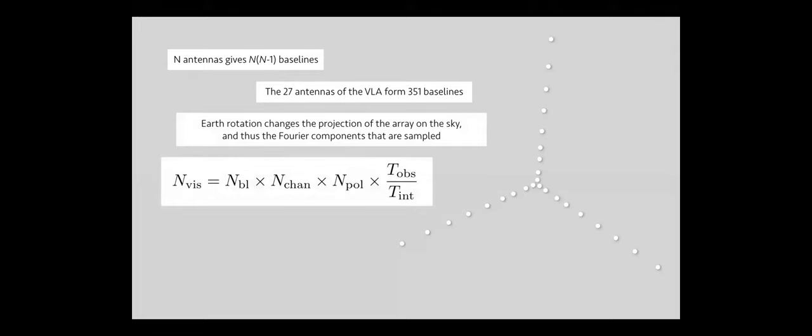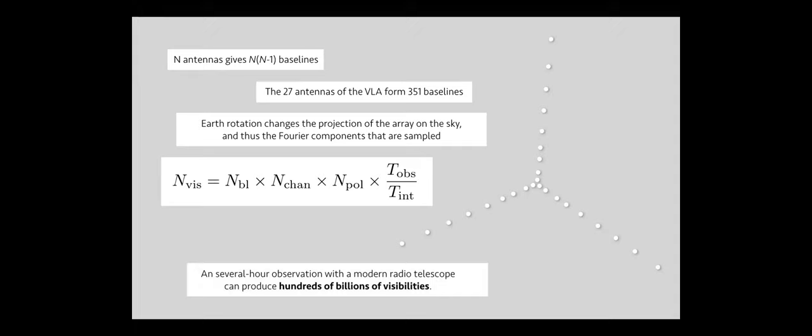The data rate is essentially governed by the number of baselines, the number of spectral frequency channels, the number of polarizations, and how long you're observing for. So for a modern interferometer, the number of baselines could be of order 1,000. The number of channels could be of order tens of thousands. The number of polarizations is generally just 4. And basically your observing time divided by your integration time, which is how often your correlator clock ticks, is also about 1,000. So for a modern radio observation spanning several hours, you basically get hundreds of billions of visibility measurements.